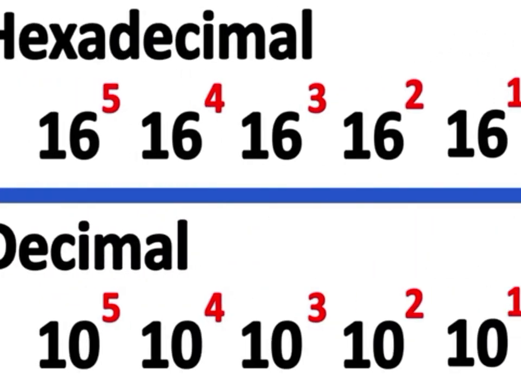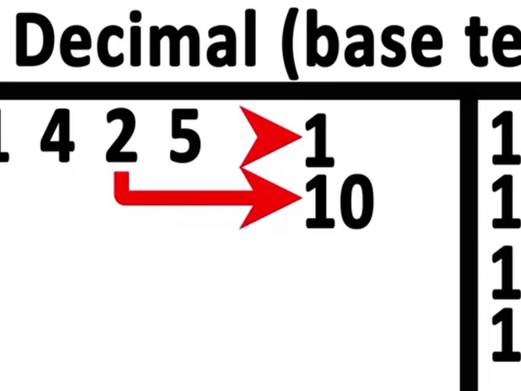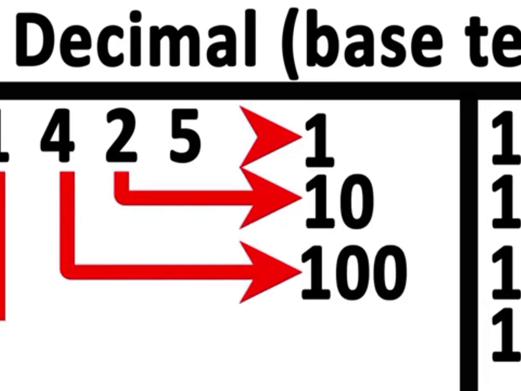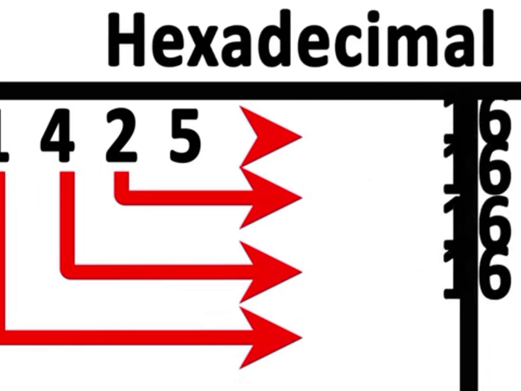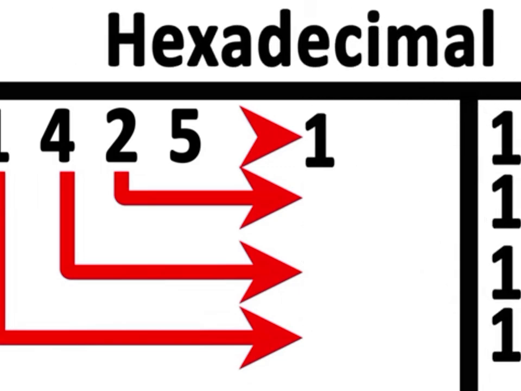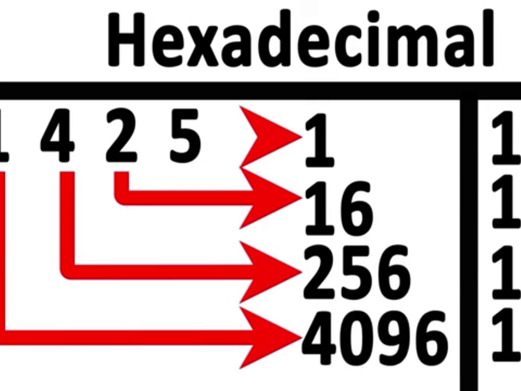This means that each digit to the left we add is an increasing power of 16 rather than one of 10. In our normal system, called decimal or base 10, this is the number of ones we have, this is the number of tens we have, this is the number of hundreds, the number of thousands, 10,000s, and so on. In hexadecimal, this first column is the number of ones we have, the second is the number of 16s, this is the number of 256s, the number of 4096s, and so on.